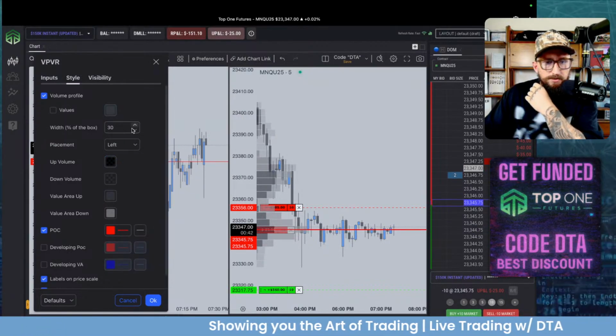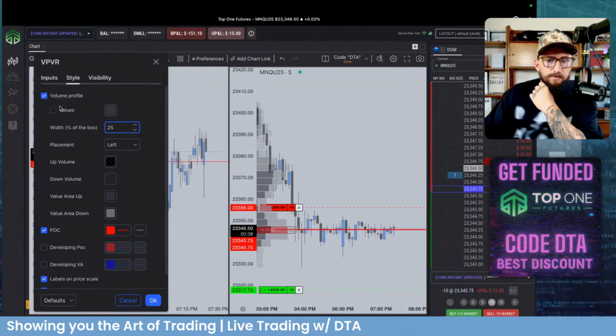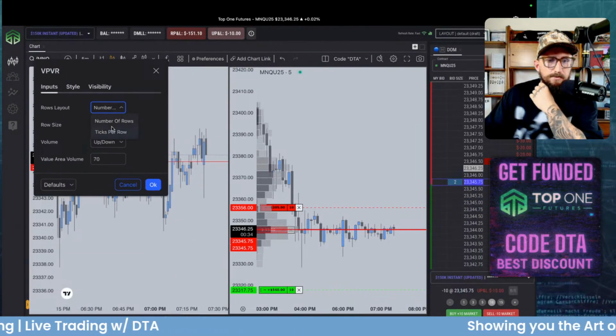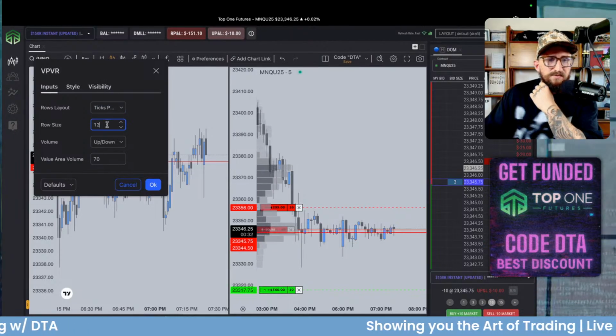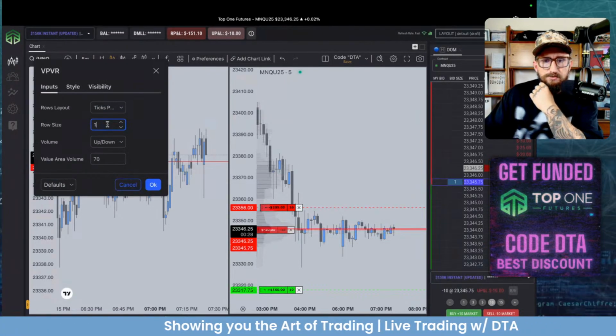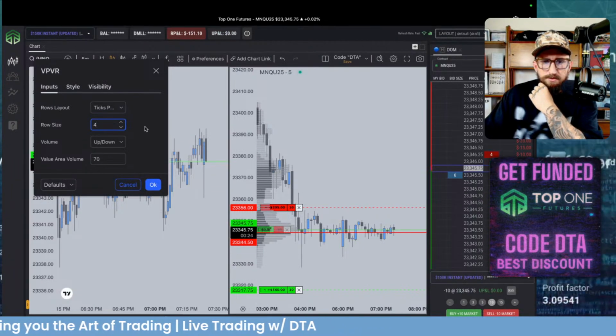And what you're going to want to do is make this probably 25. What I'm going to try to do is look for little pockets of essentially just void. Do ticks per row. I probably do 4, honestly. And let's just do 1, 2, 1, no, 3. Yeah, we'll do 4. I think that looks pretty nice.